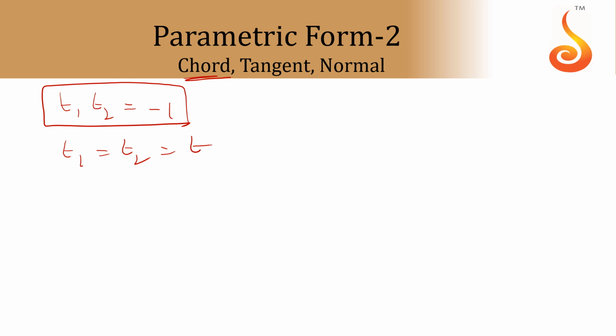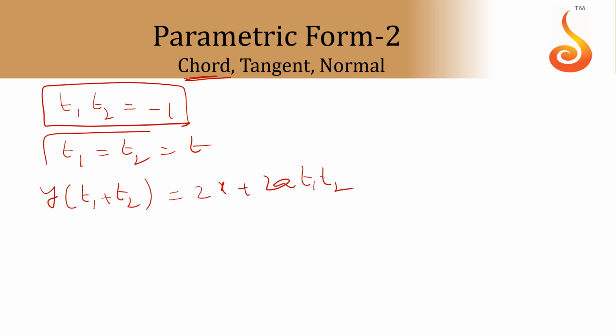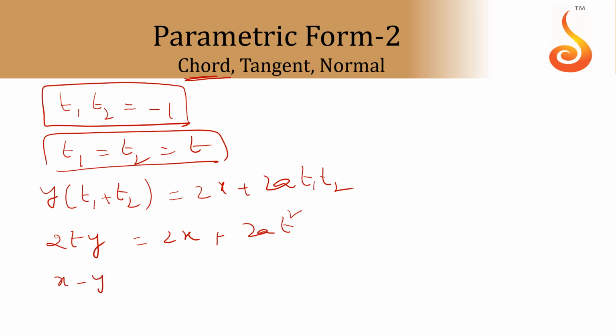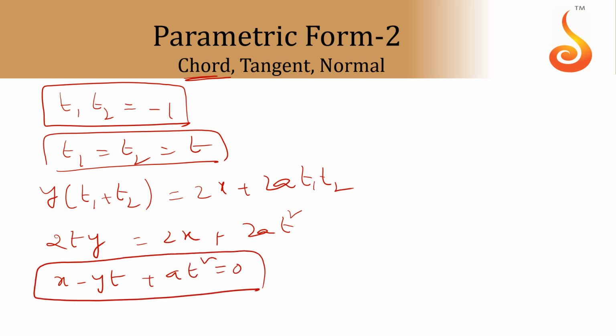So what is the equation of tangent? Just recollect what is the chord equation? y into (t1 plus t2) equals 2x plus 2a t1 t2. So let us substitute this. What will you get? t y or (t1 plus t2) becomes 2ty, 2x, and 2a t1 t2 will be t square. Then if you cancel 2 on both sides, x minus yt plus at square equal to 0. So this is the equation of tangent at t.